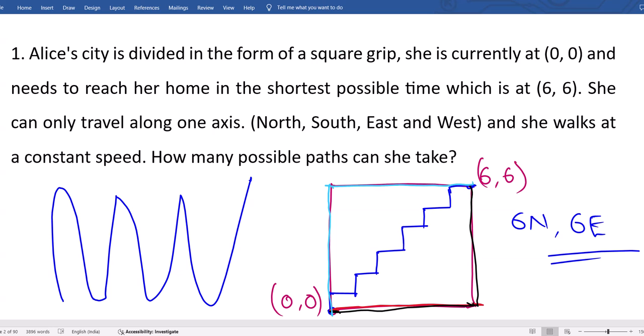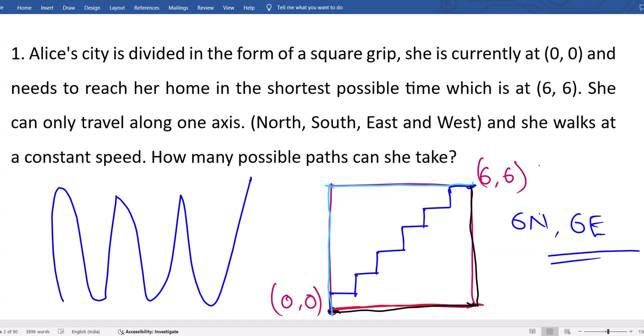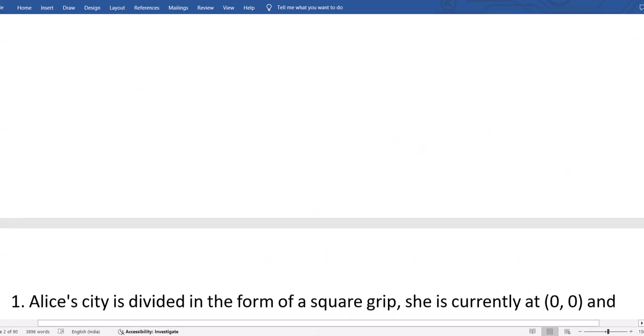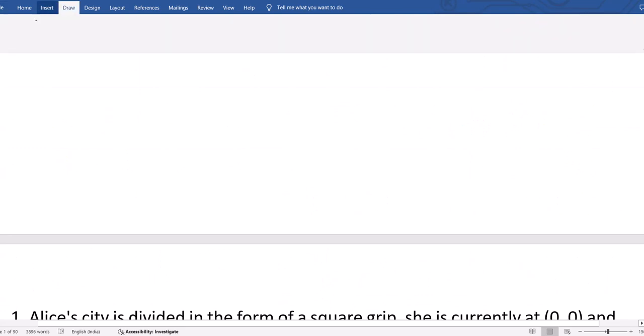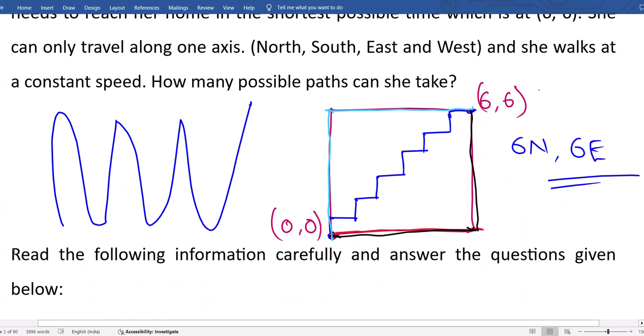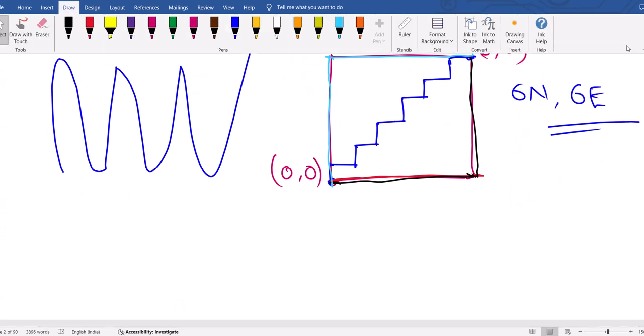So how can I identify the different possible paths? There are 6 norths and 6 easts, so totally how many steps? 12 steps. 12 factorial divided by something, so indirectly permutations and combinations are involved, not directly. I'm showing only 3 paths on screen now, but you can go with multiple paths like this. But there are 12 factorial.